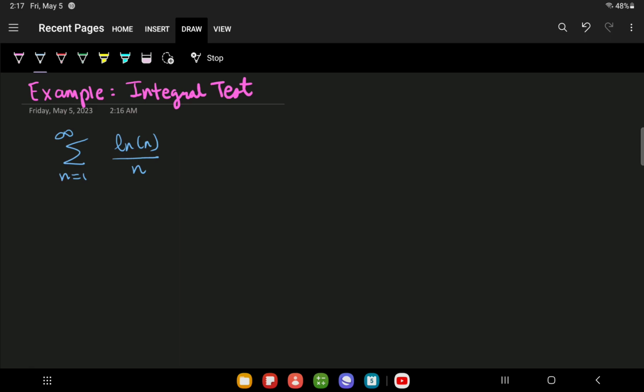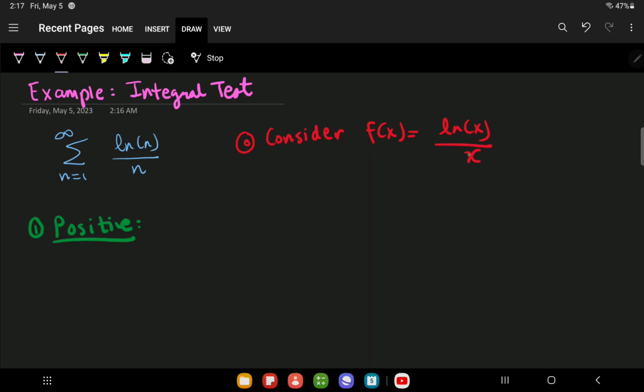But we cannot use the integral test directly. It has to satisfy three properties. What are the three properties? One, is it positive? Let's check this. First, let's do step 0. Consider a function f of x equals natural log of x over x.